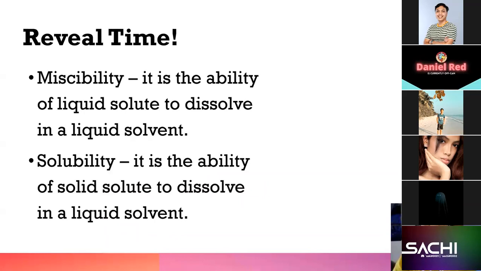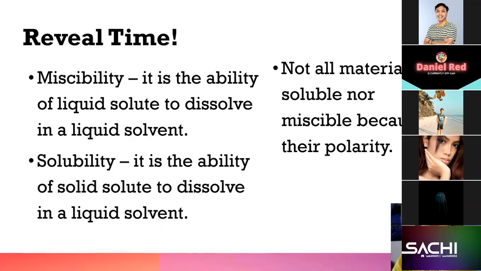If you will observe the difference between the two, miscibility involves two liquid materials which are dissolving in each other, while for solubility, there is one solid and one liquid material that are mixing together. Not all materials are soluble nor miscible because of their polarity. But the question is, what is the meaning of polarity and what is the connection of polarity to the miscibility or solubility of a material?